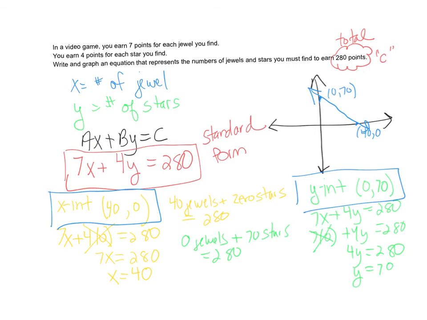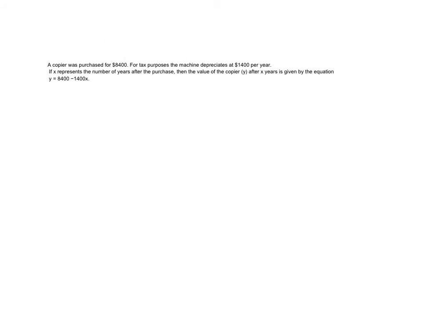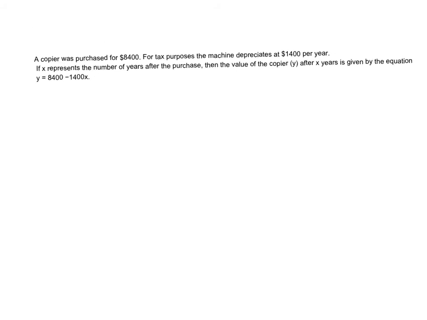All right, let's look at the very last problem. And the last problem says a copier was purchased for $8,400. For tax purposes, the machine depreciates. Depreciate means that it loses value. And it depreciates at a rate of $1,400 per year. As soon as I see that amount of dollars per year, I know that that is my slope, my rate of change. It's decreasing.